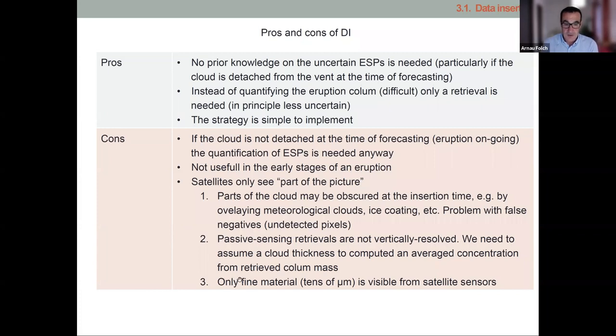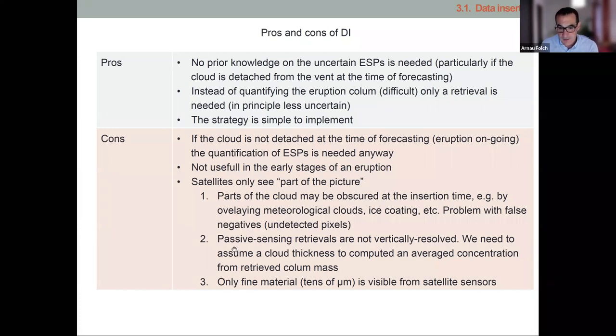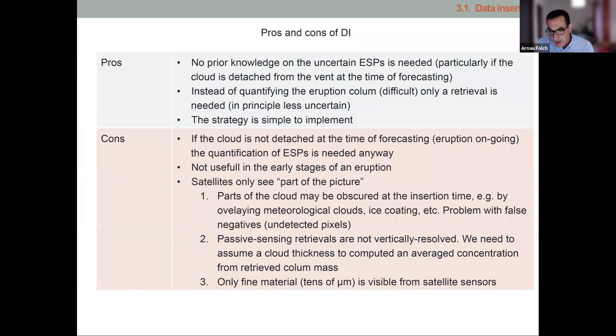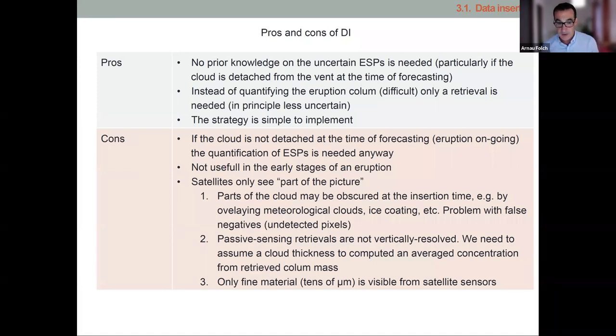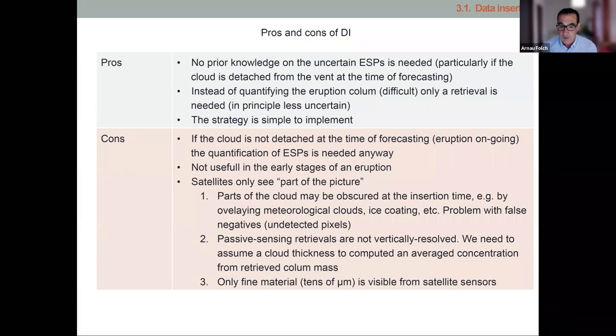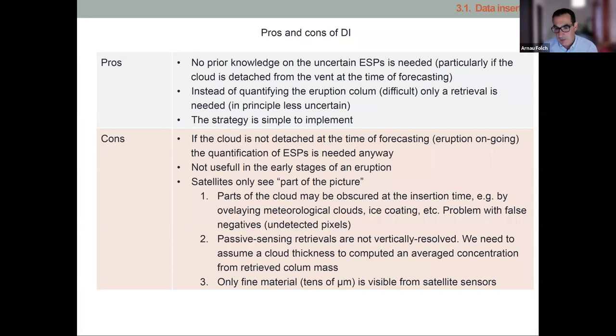The second drawback is that this passive sensing, as I mentioned before, is not resolved in the vertical. So we have a zenithal view of the cloud. We see the cloud from above, and we know the column load, but in general, if we do not do additional collocated observations, we don't have any observation about the vertical structure of the cloud. So when we do the data insertion, we need to assume some cloud thickness. And then, assuming a thickness, we can have some kind of spatially averaged concentration.